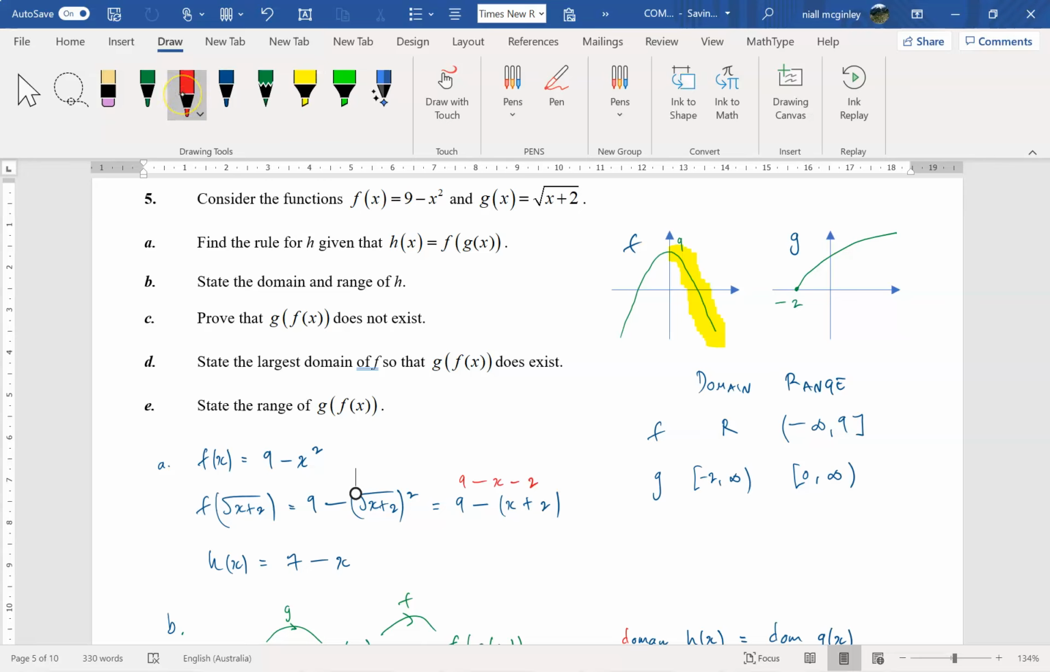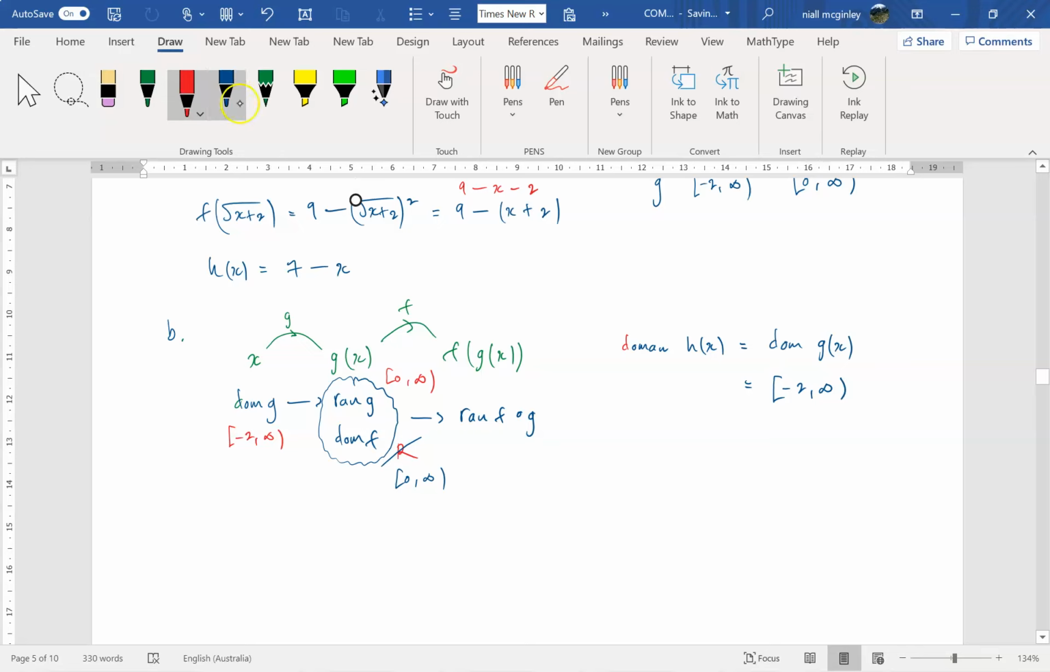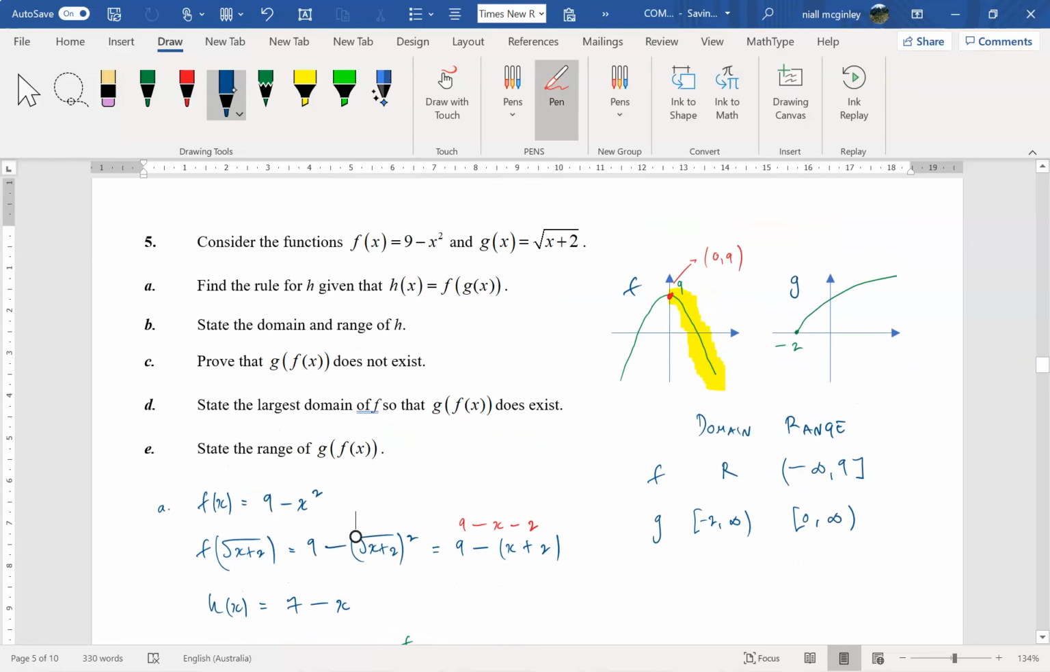And this point here is going to be 0, 9. So if I'm looking at the range, the range is going to be negative infinity to 9, which is in fact the same, but not always. The range here of h of x is going to be negative infinity up to 9. Okay, because that is this section here.